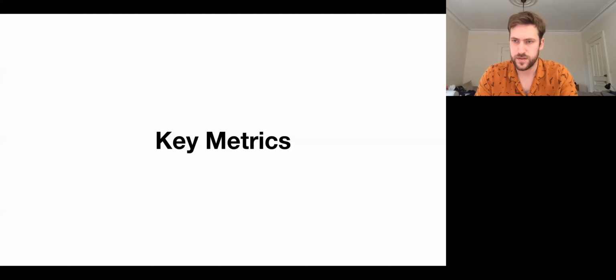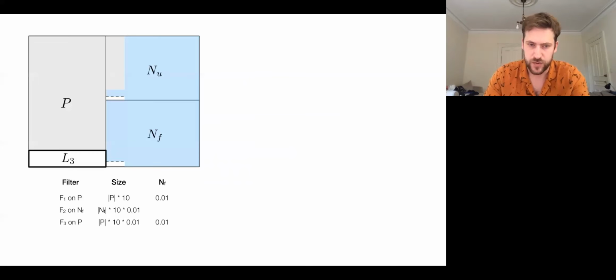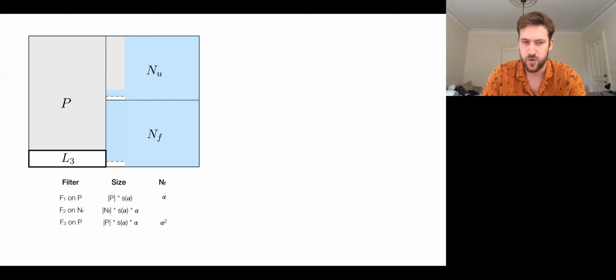So going on to the key metrics for stacked filters, we had exponentially decreasing sizes for each layer, and then we were multiplying together the false positive rates for these frequently queried negatives. And to abstract a little bit from this size of 10 bits per element and 1% false positive rates, we're going to use the terms S of alpha and alpha. So S of alpha is the size function for the specific filter you're using. So Bloom filters, for instance, have S of alpha equals negative ln of alpha over log 2 squared.